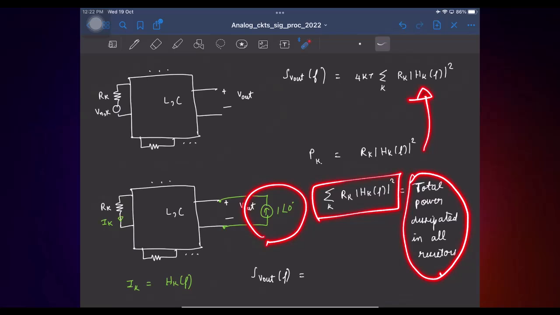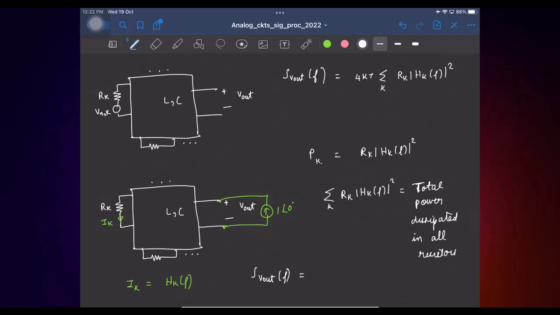So now this entire summation is basically this. The output power spectral density here is 4kT times the total power when you apply a sinusoidal excitation. So this is the total power dissipated in all the resistors when you apply a sinusoidal current here with a phasor 1. Is that fine?